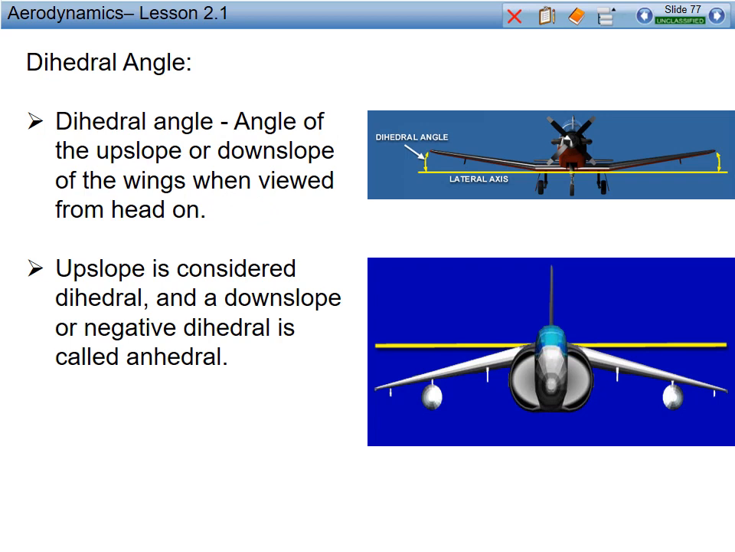Dihedral angle is the angle of the upslope or downslope of the wings when viewed from head-on. Upslope is considered dihedral, and a downslope is considered negative dihedral, also called anhedral.